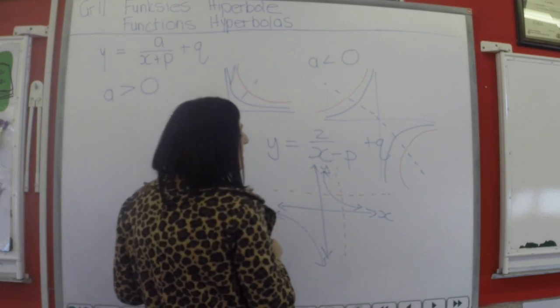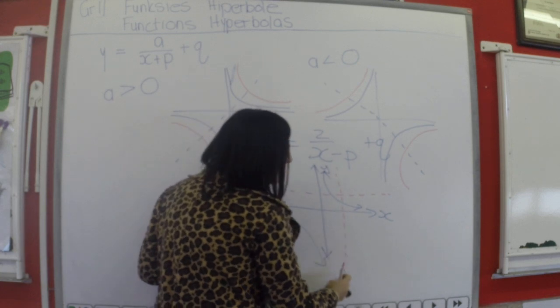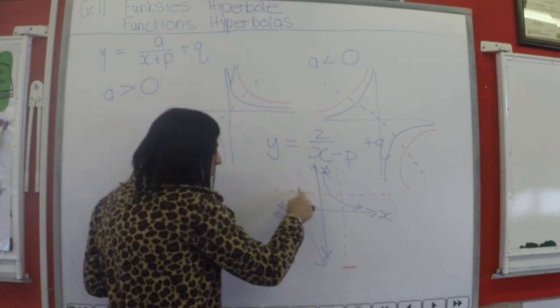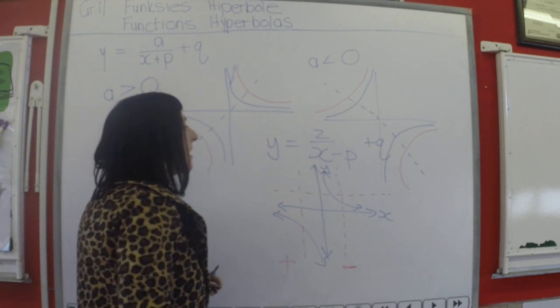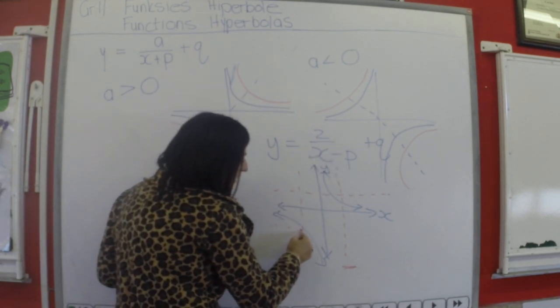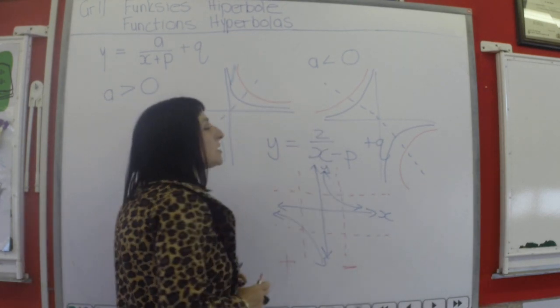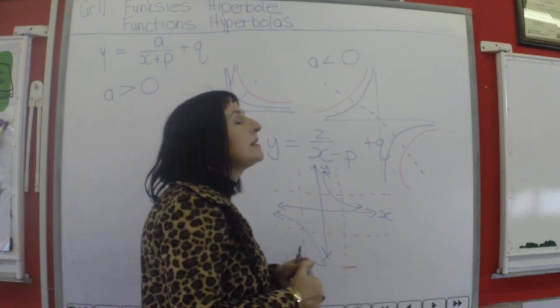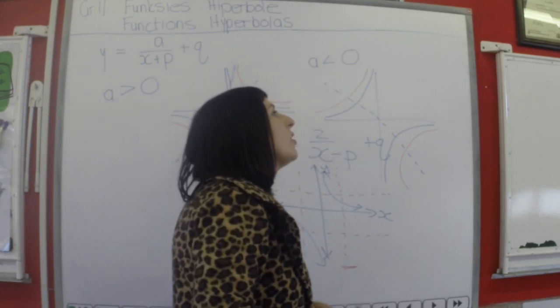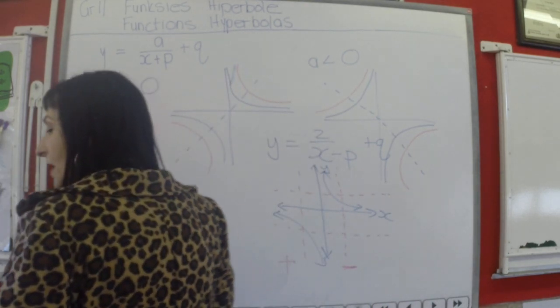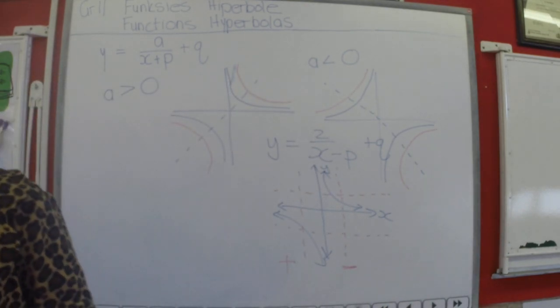If p is then negative, it will shift to the right. If p is positive, it will shift to the left. If q is negative, it will shift downwards. En as q positief is, dan gaan die hele asymptootstelsel opskuif. Okay, that's very important to know about the p and the q value.